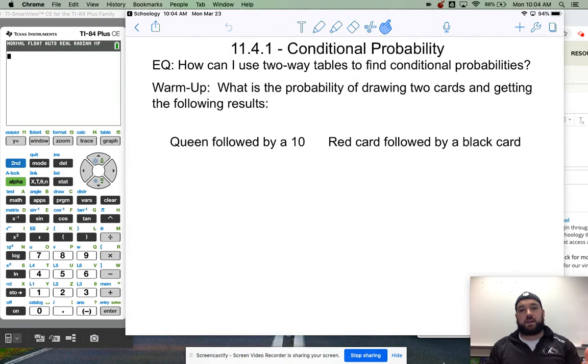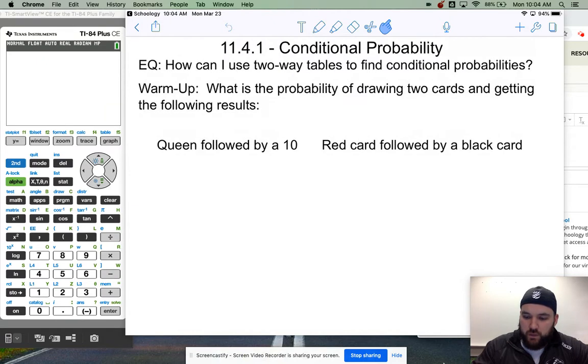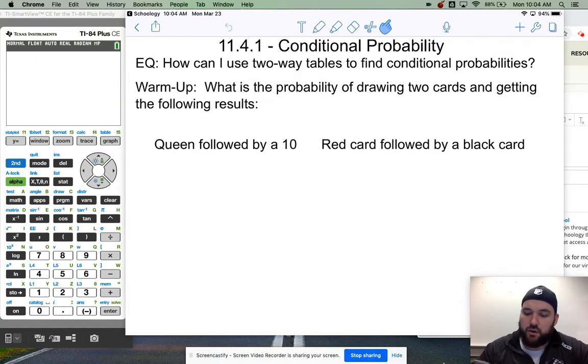To start off the second half of our probability unit, we're going to talk about what's called conditional probability. And we'll define that in just a moment. Our EQ is how can I use two-way tables to find conditional probabilities. So we'll get into that in just a second.